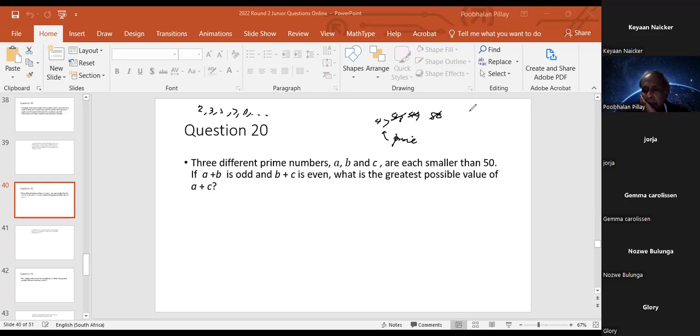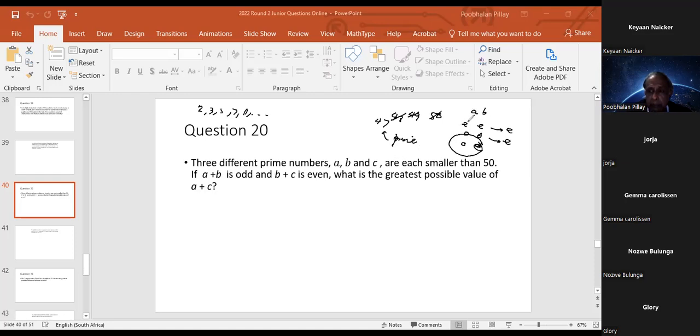If you got 2 numbers, A and B, they could be even and even, or odd and odd, or odd and even. Now, when you add 2 even numbers, you're going to get an even number. And when you add 2 odd numbers, you're going to get an even number again. 3 plus 5 is 8. 5 plus 7 is 12. So the sum of 2 odd numbers is always even. But here they say that the sum is odd.